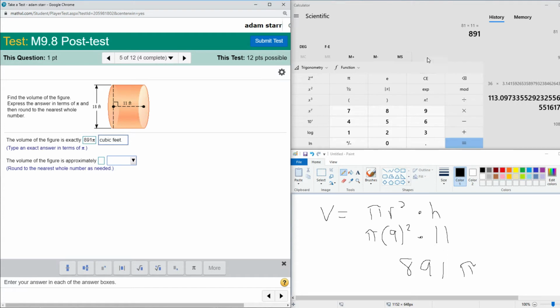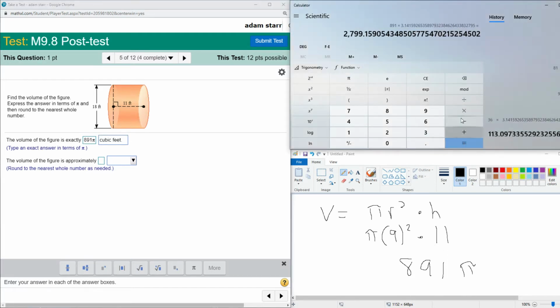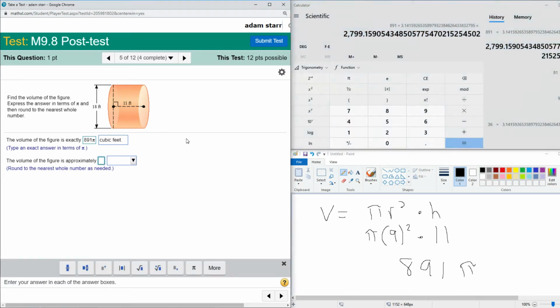And then the approximate, I'm going to take this 891 and multiply it by pi. And I get 2,799.159, rounded to the nearest whole number. So I'm looking at the first number after the decimal point is a 1, so it's going to stay at 2,799 cubic feet.